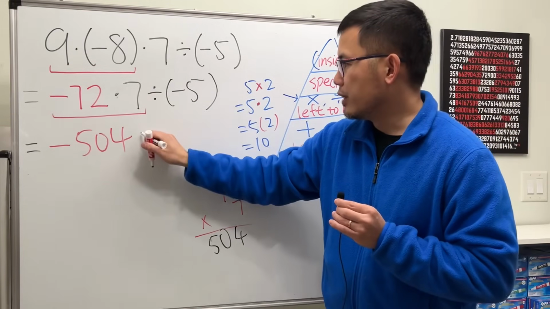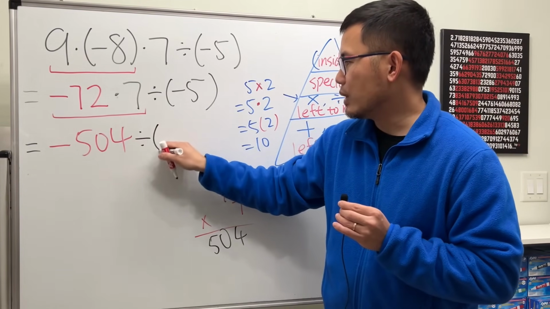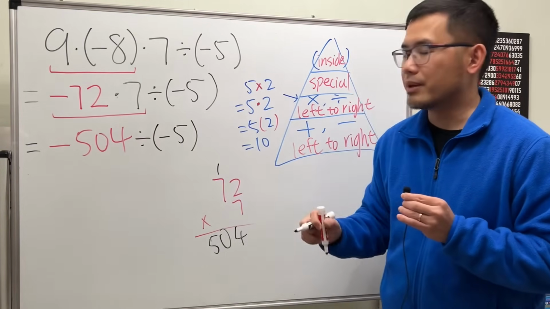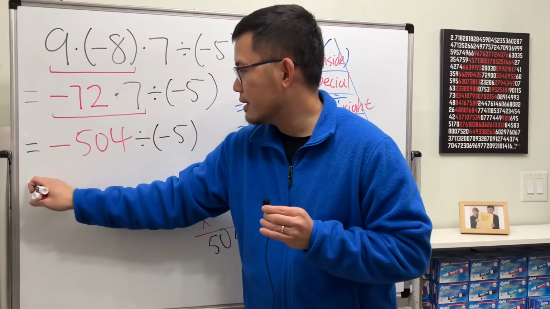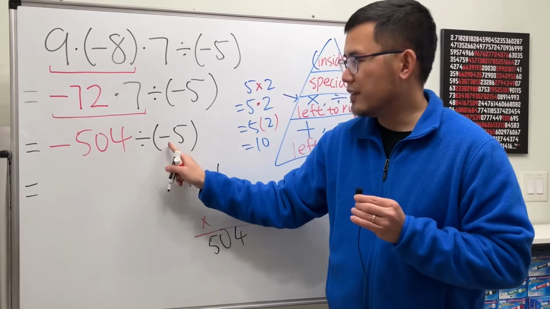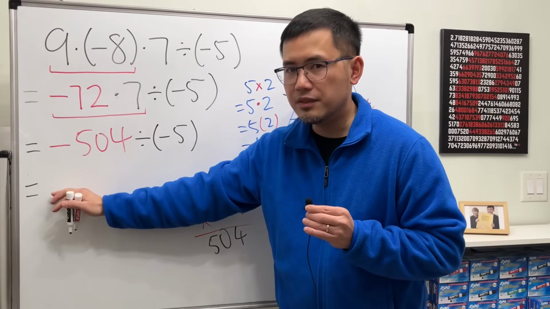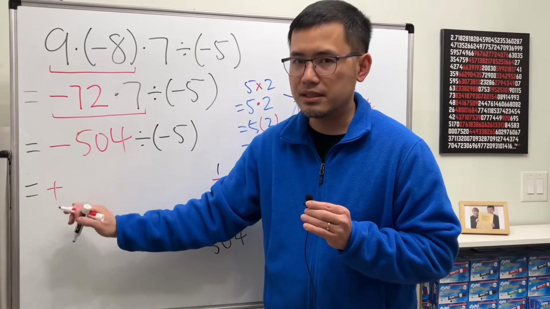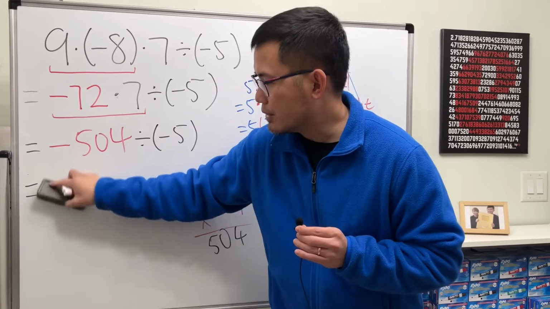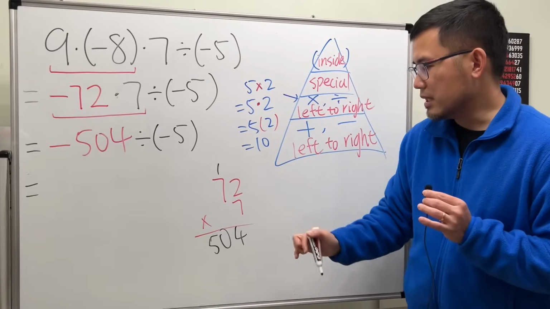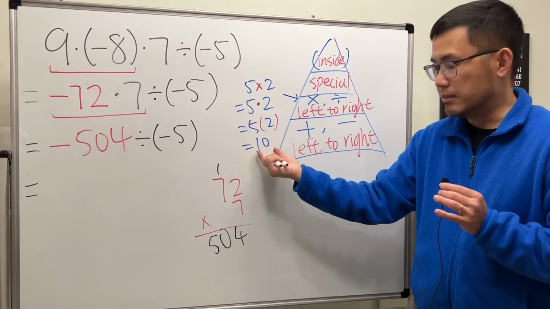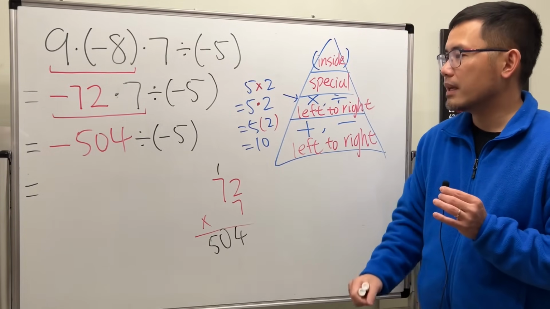Continue, bring down the division, and then we are dividing by a negative number. Okay, negative divided by negative, the result is positive, but you do not have to put down the positive symbol. You don't have to do that, all right? Because when you write down a number like this, it's meant to be positive 10 already.